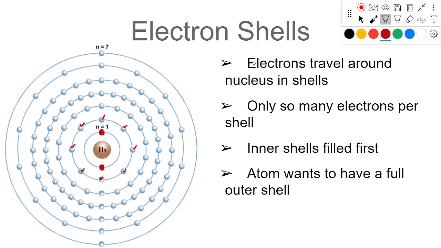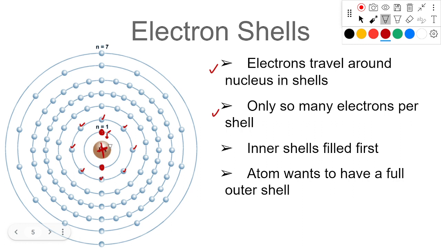There are a couple of rules over here. The electrons travel around the nucleus. We talked about that. Only so many electrons per shell. It's like when you come to a classroom and there are only so many seats in the front row and only so many seats in the second row. It's the same deal. Once it's full, you've got to move back, right? The inner shells fill up first, and the reason for that is, remember, the nucleus is positive and these electrons are negative, and they are attracted, pulled in towards the nucleus.